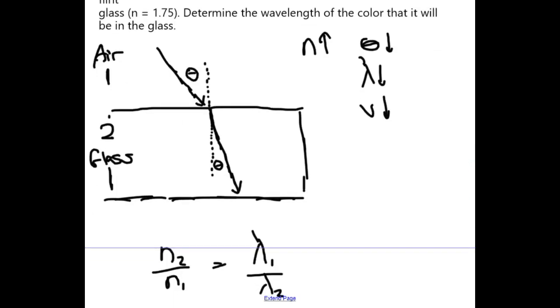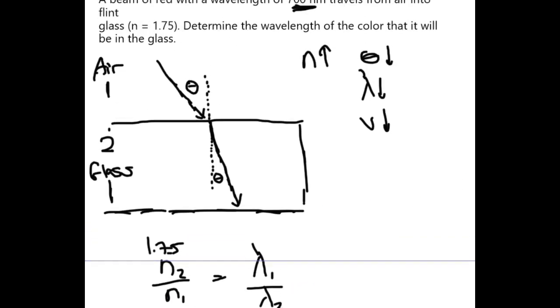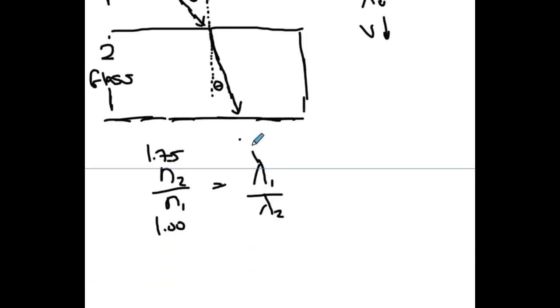So glass is going to be number 2. This value is going to get 1.75. And 1 will be the value for air, and so air is 1.00. Then we need the wavelength in air, which was 700 nanometers. And I know the units aren't in meters, but it's fine because as long as you start in nanometers, you'll finish in nanometers. And so what I'm really doing is solving for wavelength 2, so this is the one I'm unsure of. So I can probably just take it right from here.